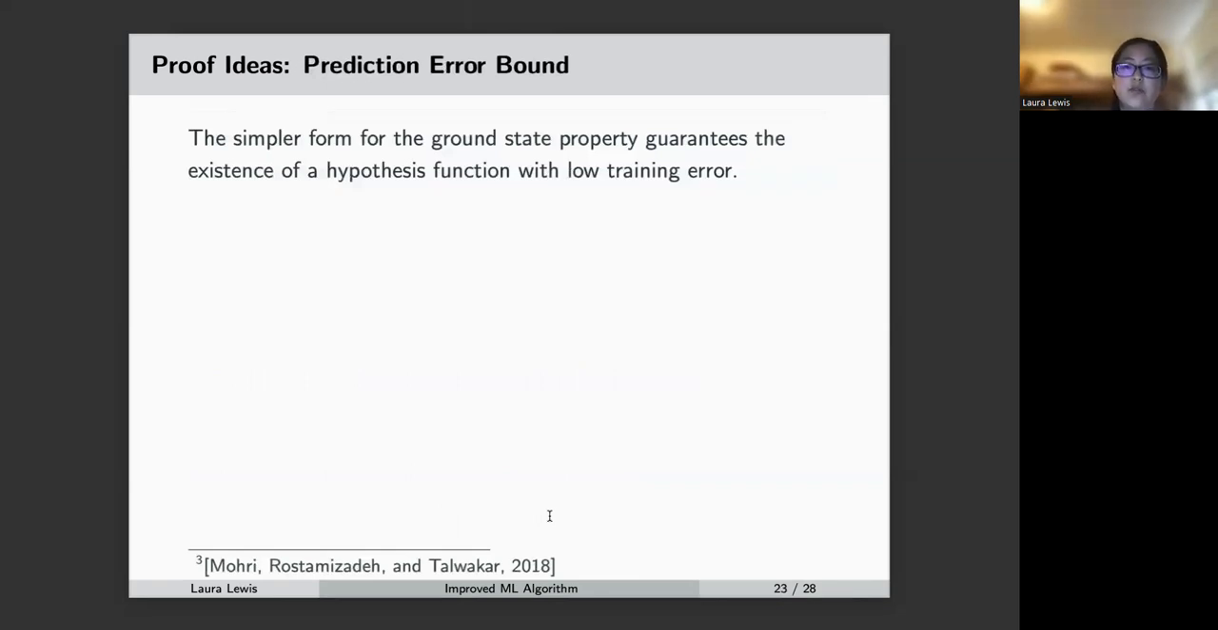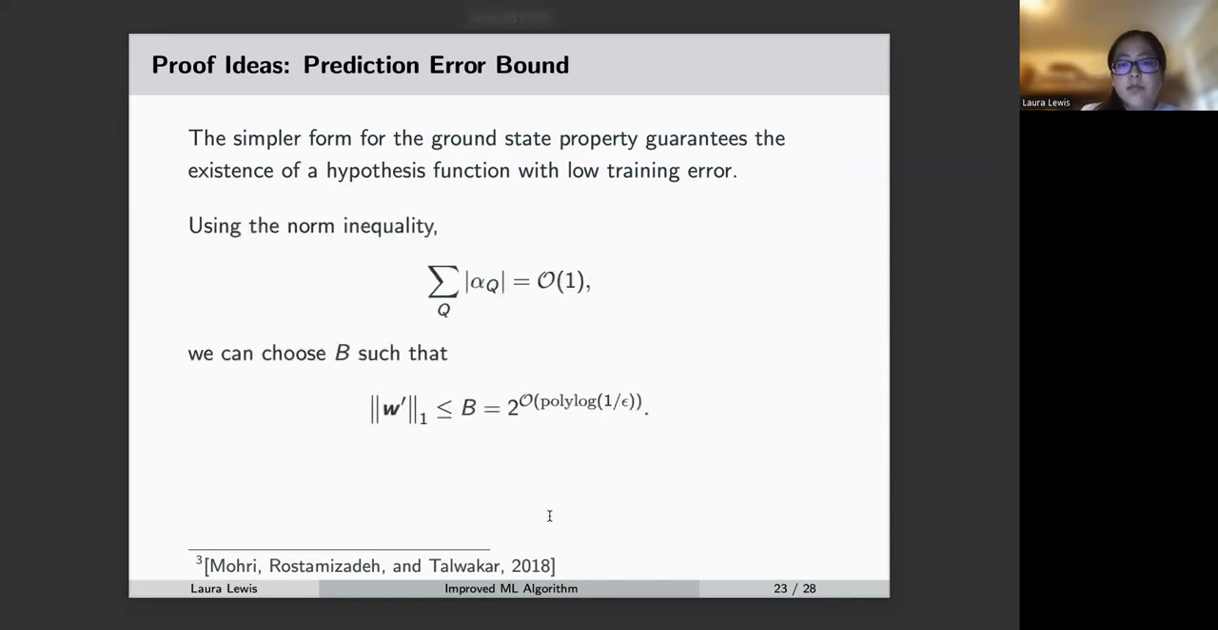Okay, and the last part of the proof is just putting everything together. So it's just this prediction error bound. Just to summarize, in the first part of the proof, I showed that there's a simpler form for the ground state property, which guarantees the existence of a hypothesis function with low training error. The simpler form was, remember, this linear function over the feature space. And using the norm inequality, we know that the one norm of the Pauli coefficients is just a constant. And so then we can choose this hyperparameter B that we use in lasso. We can set that just so that it bounds the one norm of W prime above. And it turns out this B is of the order polylog 1 over epsilon.